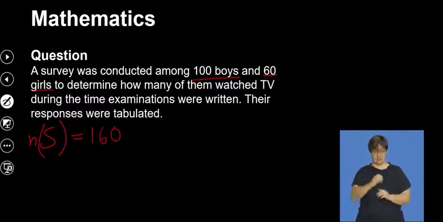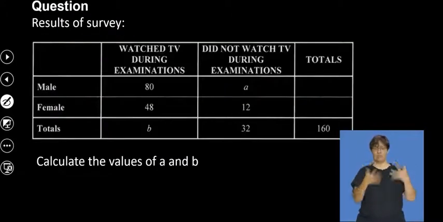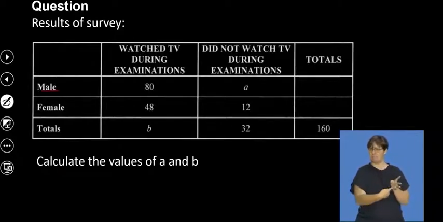So it now tells me that this information is being tabulated in the data, and there it is. Nice table. These are the boys, these are the females, and these are the ones that watch TV during examinations.